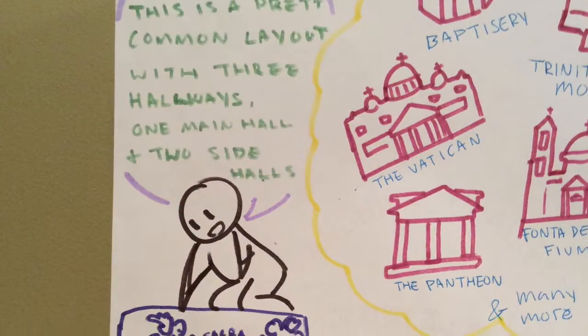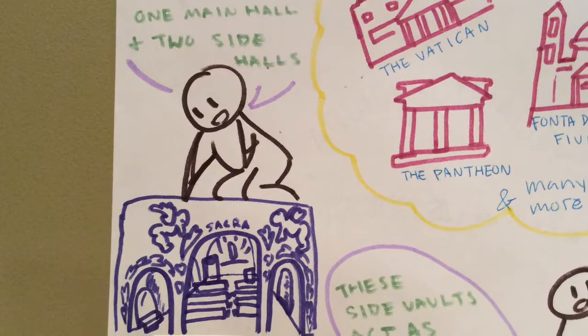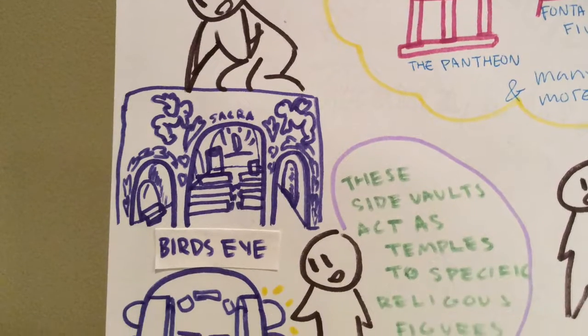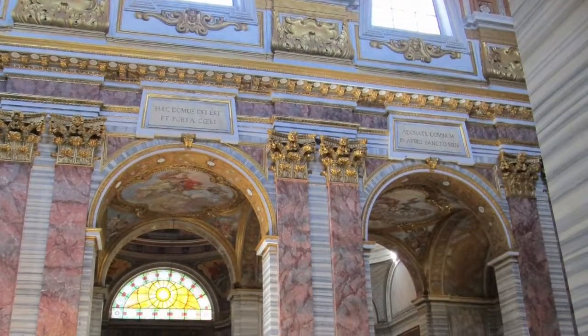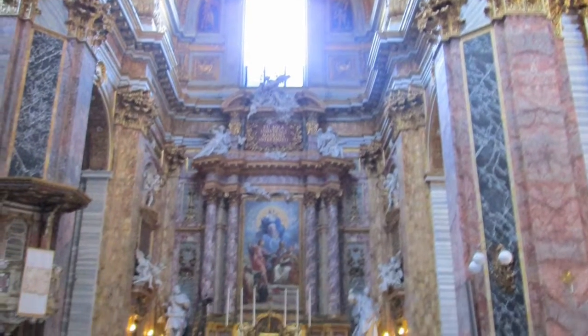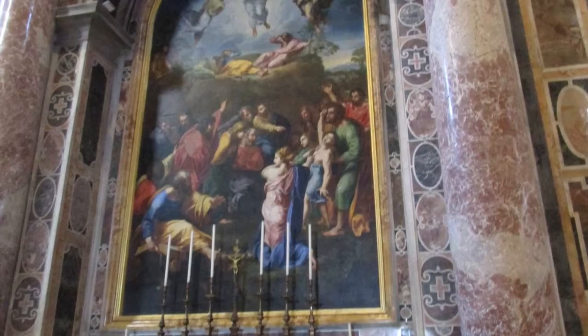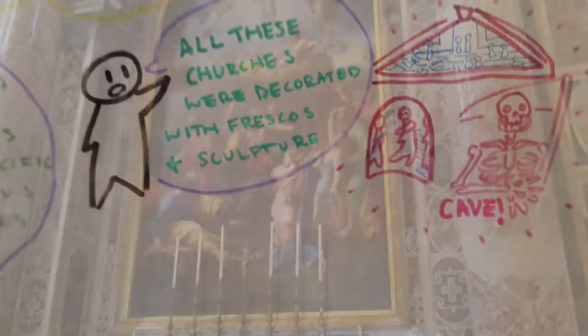A pretty common layout for the churches that we visited was to have one large main hall and two side halls. On the side halls, there are small vaults that acted as altars to specific religious figures and saints. In this picture, you can see what the vaults look like from the main hall. And this is the front where the priest would speak. And this is a portrait that you might find in one of the side vaults from the hall.